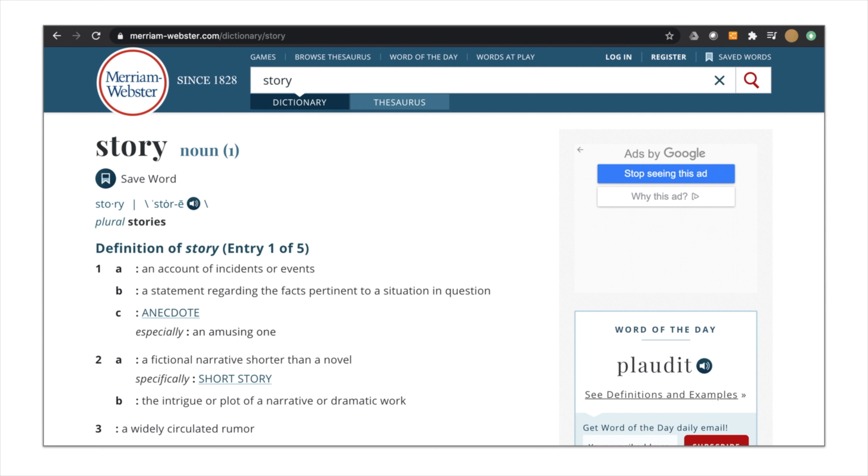Well, you might be thinking, I don't have any stories. Well, yes, you do. Whenever you narrate something from your past, that's a story. Merriam-Webster defines a story as an account of incidents or events. So when you tell someone something about what happened this morning, for example, well, that's a story.